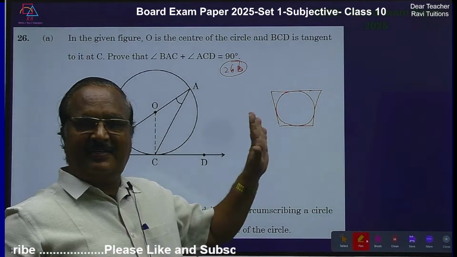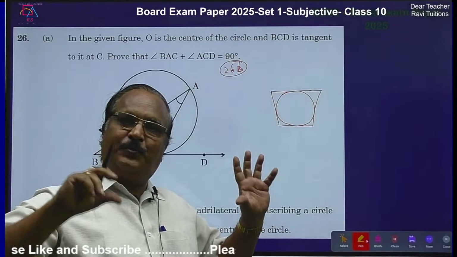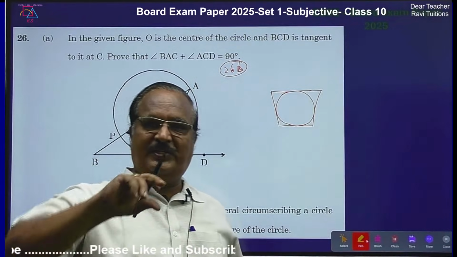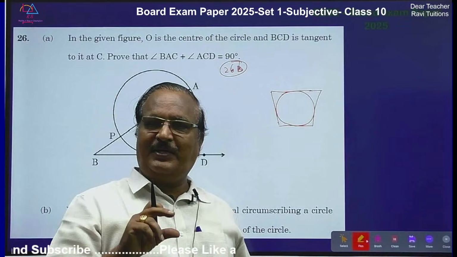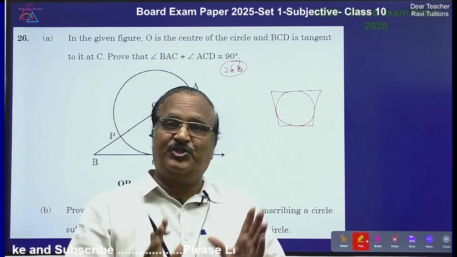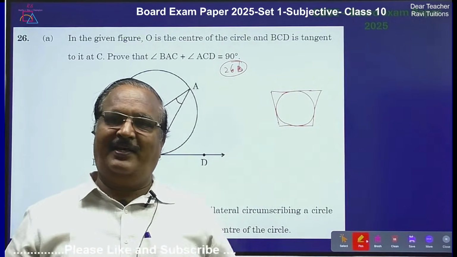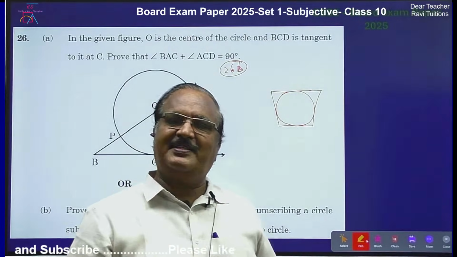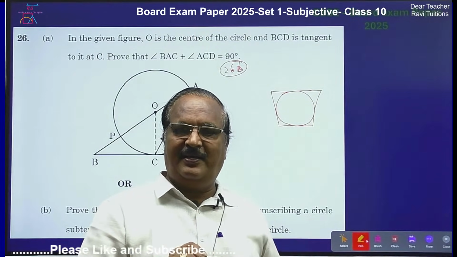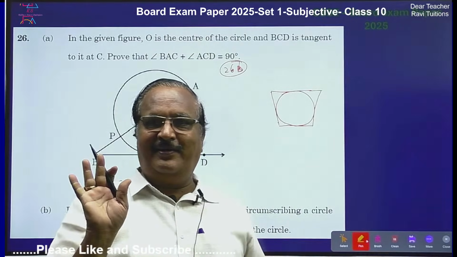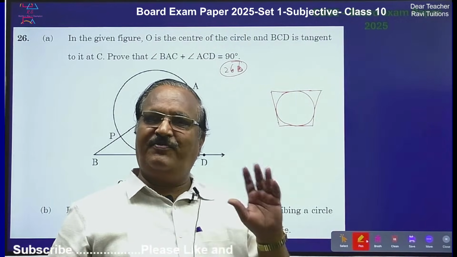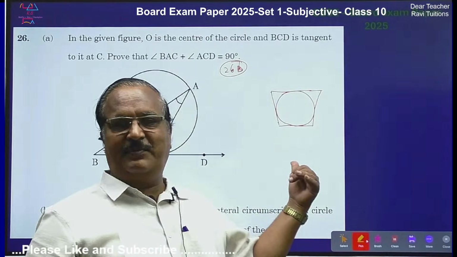This is the draw. Practice this type of figures using the set square. Using the set square and drawing this type of figures, you should draw the figures properly, not accurately. It should look like a circle. Okay, not like this, not a freehand drawing. Don't try to draw a freehand drawing in the examination paper.